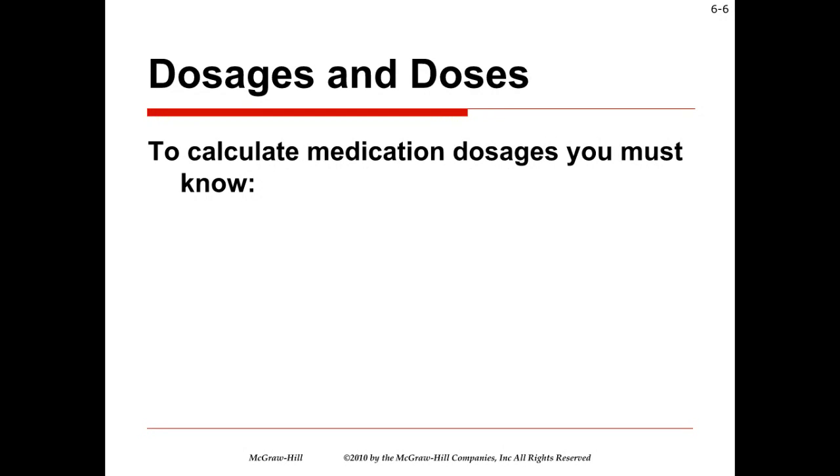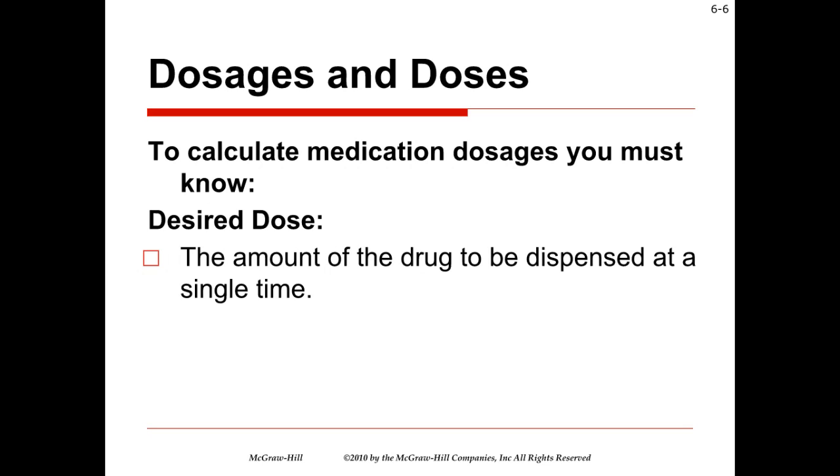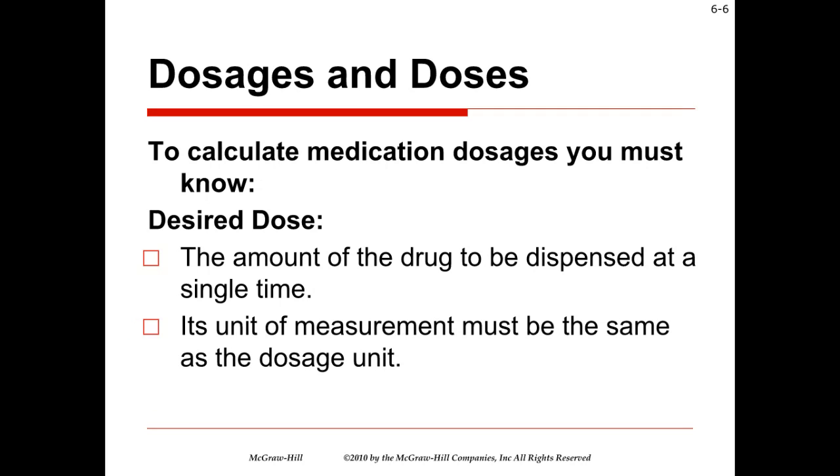So how to calculate a medication dose, you've got to know what the desired dose is. So that's your doctor's order. That's the amount of drug to be dispensed at a single time. So the desired dose: how much do I need to give? Its unit of measure: do I need to give it in milligrams, micrograms? And know that if the doctor orders grams and we have milligrams, we've got to convert that.